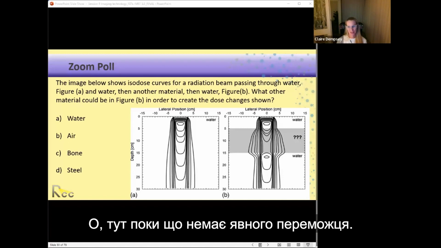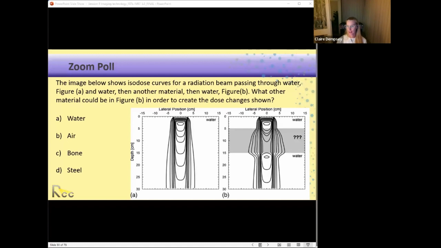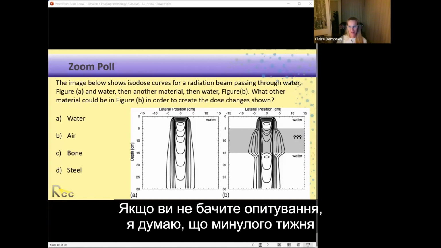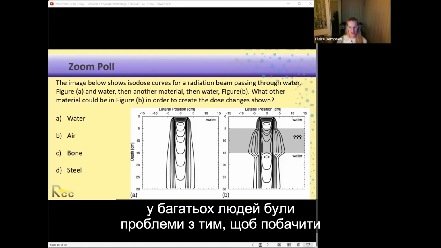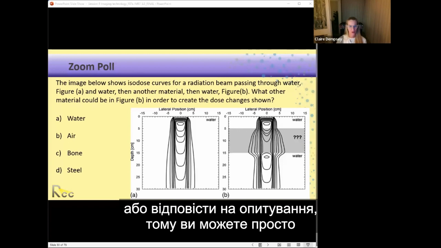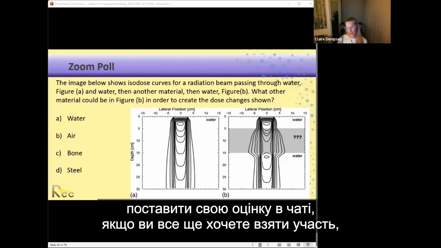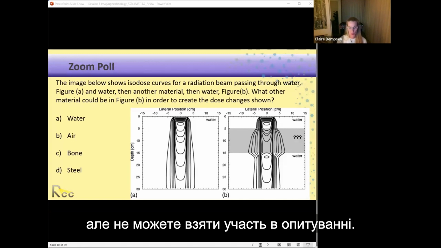There's no clear winner here so far. If you can't see the poll, I think last week there were a lot of people who had problems seeing or answering the poll. So you can just put your value in the chat as well if you still want to participate and you can't do the poll.